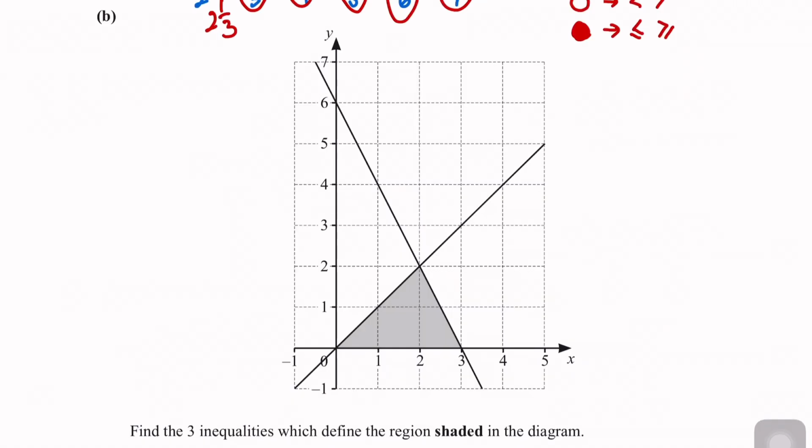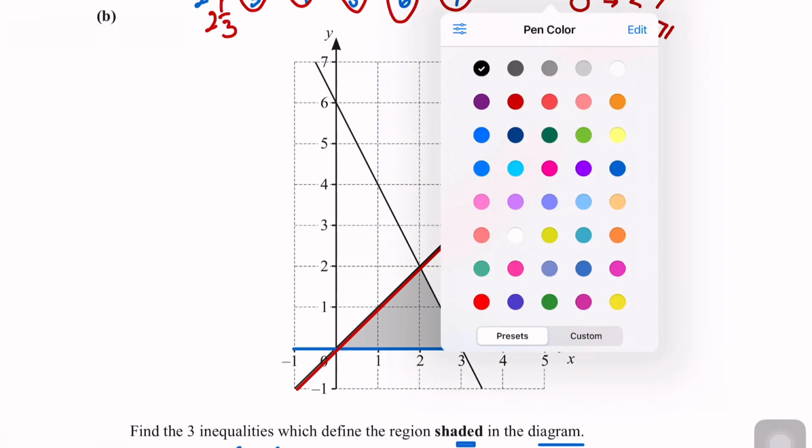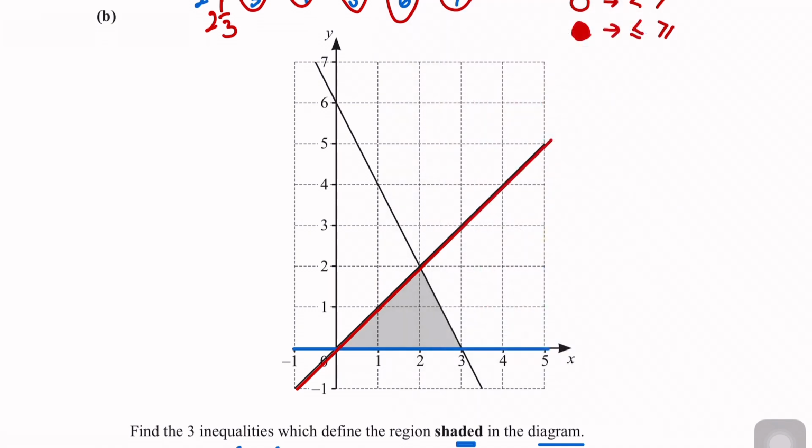Alright, next question. You have a graph showing the inequality. The question was asking, find the 3 inequalities which define the region shaded in the diagram. Can you see it's a shape of a triangle? To make that triangle there are 3 lines. So let me draw those 3 lines. One is here, I put in blue color. Second is the red color here. Okay, just roughly. And finally, I shall put the color purple here.